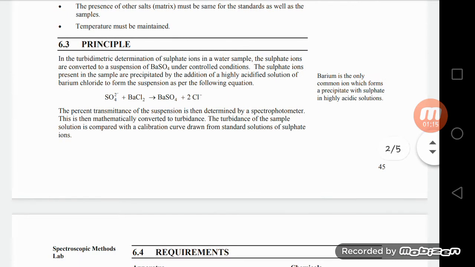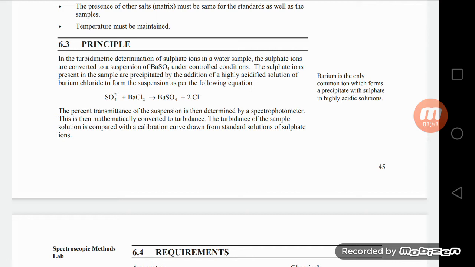In the principle, the turbidimetric determination of sulfate ion in a water sample, the sulfate ions are converted into a suspension of barium sulfate. Under controlled conditions, the sulfate ions present in the sample are precipitated by the addition of a highly acidified solution of barium chloride to form the suspension as per the following equation.